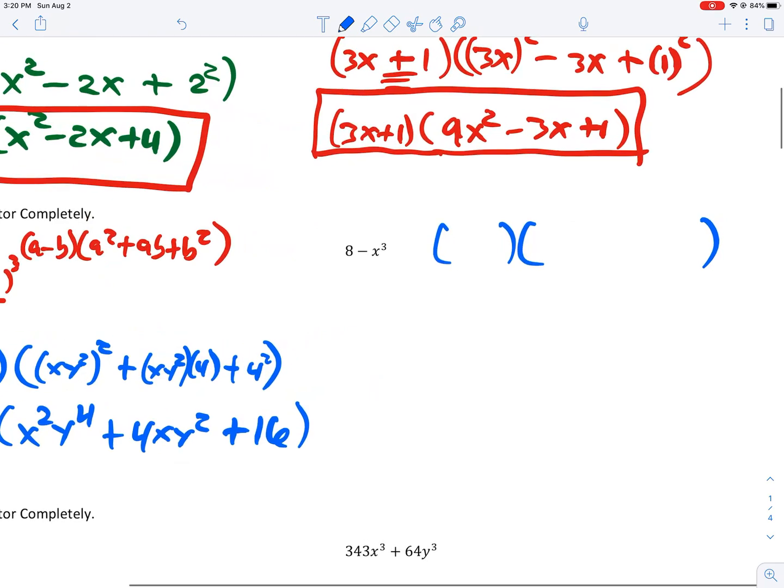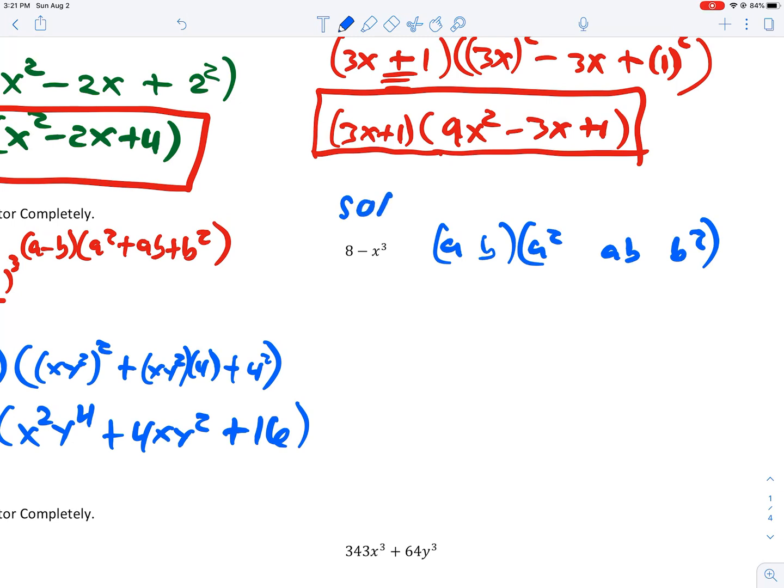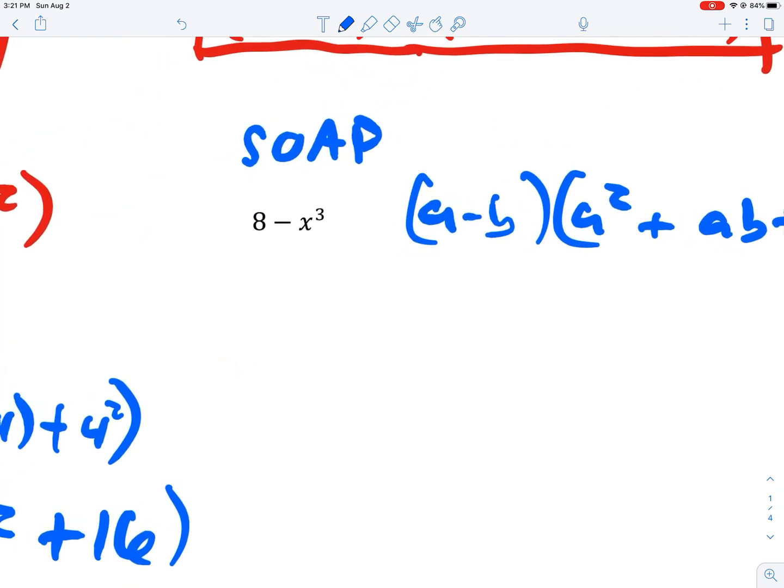Okay, so this is the difference of cubes, binomial, trinomial. So a squared, ab, b squared. You should just memorize that. And then remember that we should always be using SOAP every day. So same sign, opposite sign, always positive.